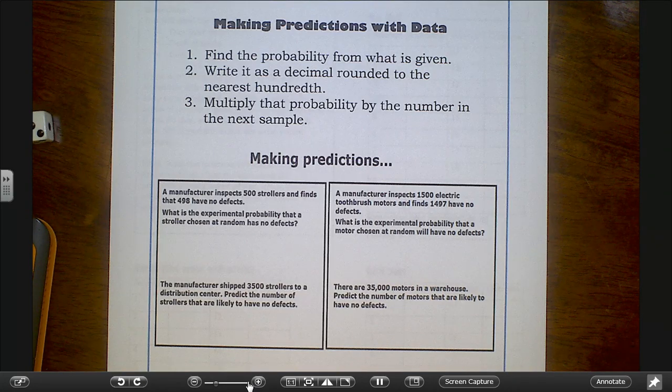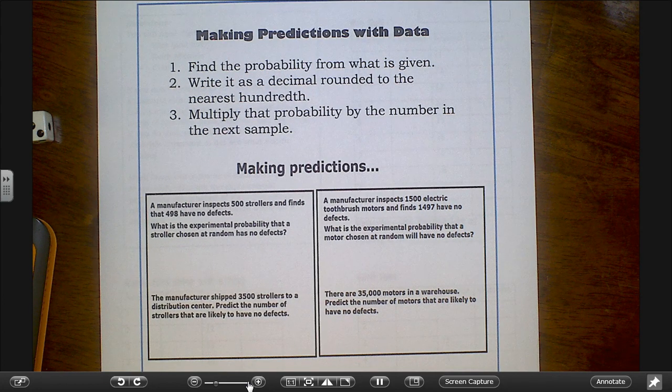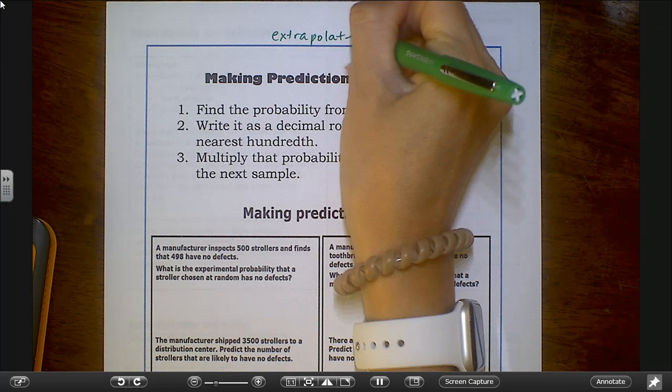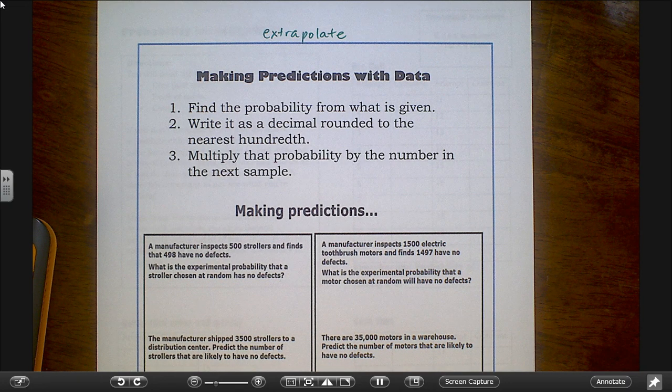Now, the other thing that we have to do with experimental probability is called making predictions with data. So a lot of quality control is done using probability, right? So you'll test a sample of goods in your factory or what have you, and you'll see how many of them have flaws. And then you'll use that number to do what's called extrapolate. It's a big word. Extrapolate. And to extrapolate means to take the data that you got from your sample and kind of push it out and say, okay, here's what we can expect for all of our products.